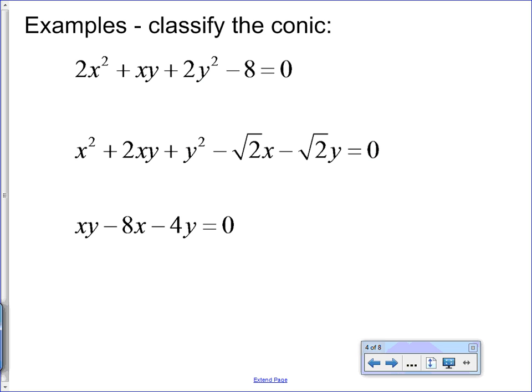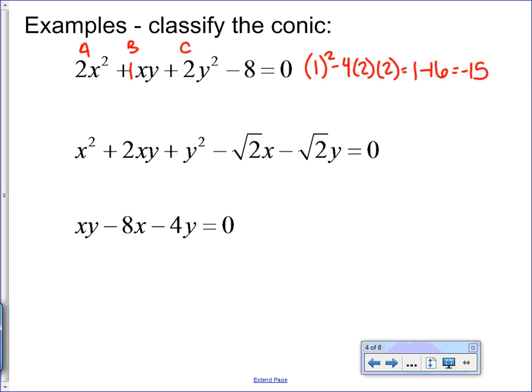If I take a look at the first one, the coefficient to my x squared is 2, so that's my a value. The coefficient to my xy term must be 1, so that's my b value. And then the coefficient to y squared is 2, so that's my c. So I would just calculate my discriminant off to the side. That would be b squared minus 4 times a times c. And that gives me 1 minus 16 or negative 15.